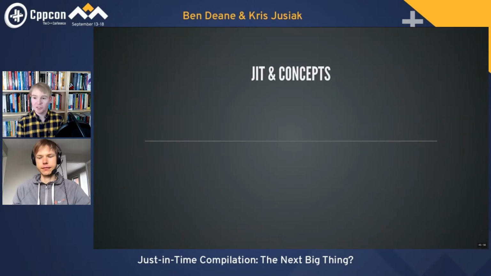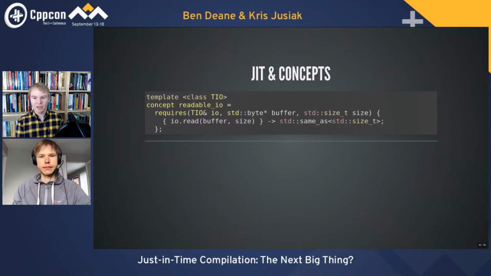I want to talk a bit about JITting's interplay with concepts, because this is where I think it really shines. So here we have a concept. I mean, it's not a particularly good concept. It's for exposition only. But this is a concept on an I/O type, and it's saying you are a readable I/O if you have an IO.read, a read function which takes a byte pointer buffer and a size_t size, and you return a size_t, same as one of the standard concepts with C++20.